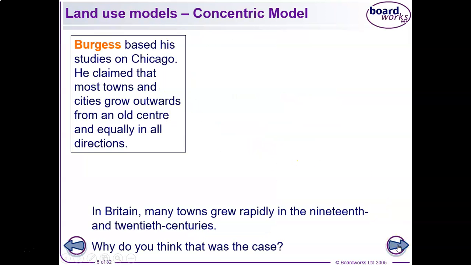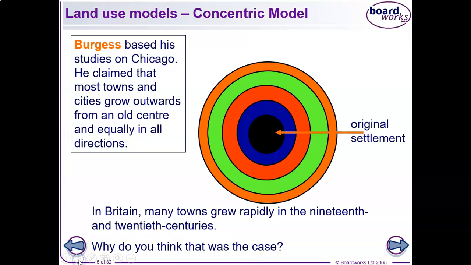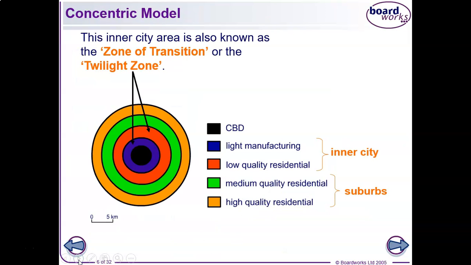So Burgess' concentric model, okay, with the word concentric, if you think of it, it's to do with circles. Burgess based his studies on Chicago, and he claimed that most towns and cities grow outwards from an old centre and equally in all directions. We've seen there that this isn't the case with Dublin. So if we just click here, okay, so there's the CBD. That's the original settlement, and the city has grown kind of outwards in circles from that. The inner city area, so just outside the CBD, and the CBD is the central business district for anyone who doesn't know.